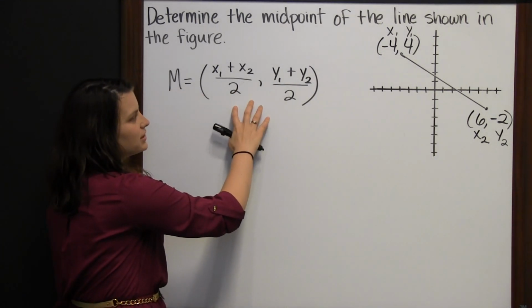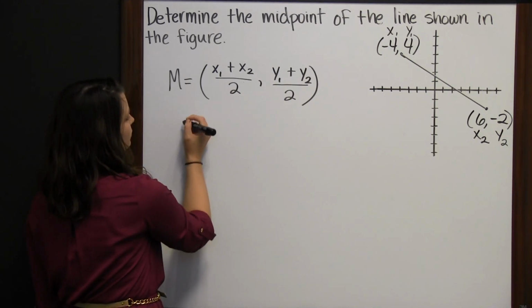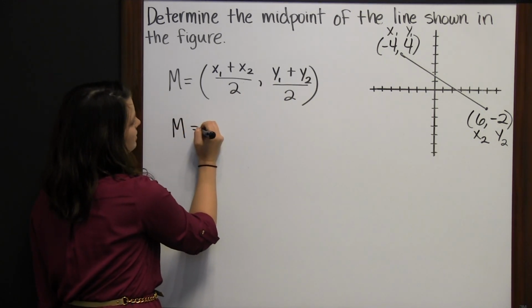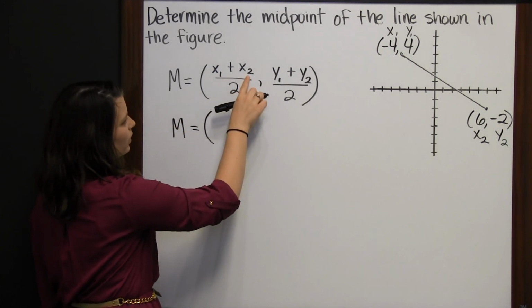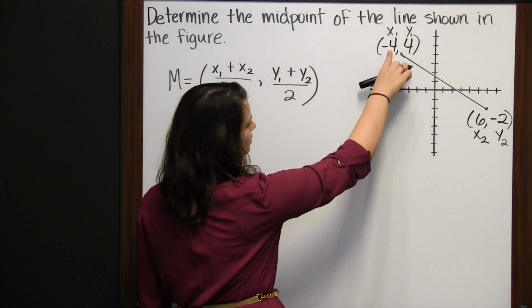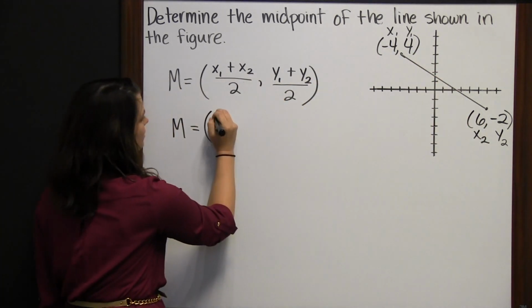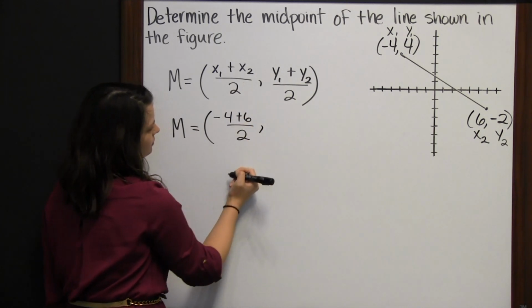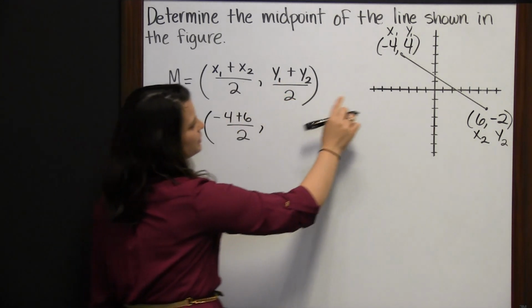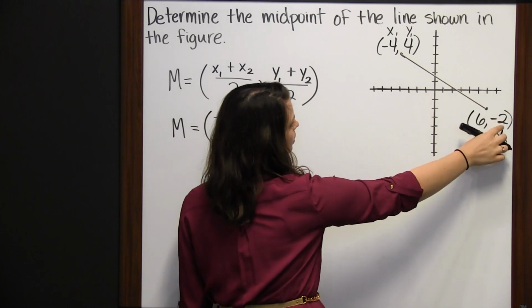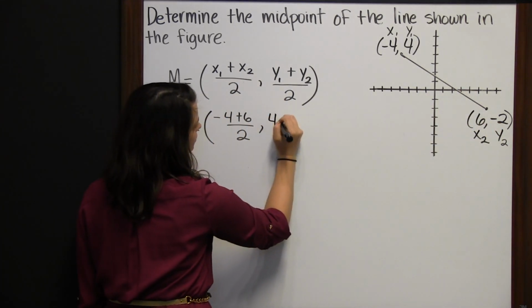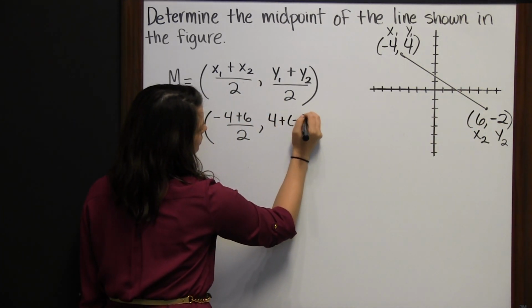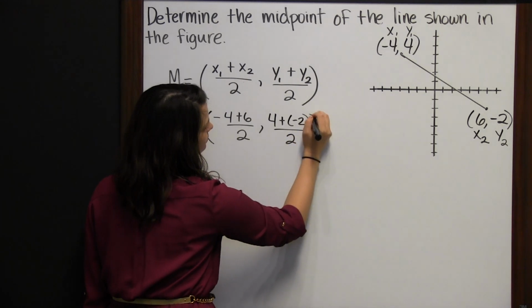And now all we need to do is substitute and solve. So the midpoint is x1 plus x2, so negative 4 plus 6 divided by 2. And then y1 plus y2, 4 plus negative 2, divided by 2.